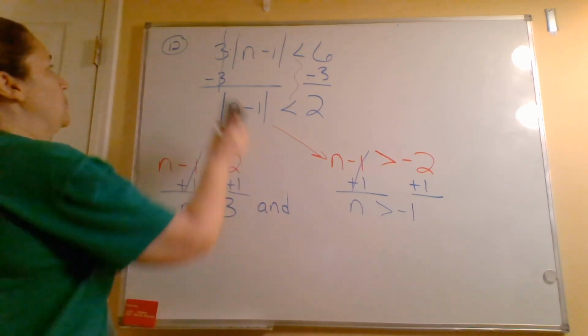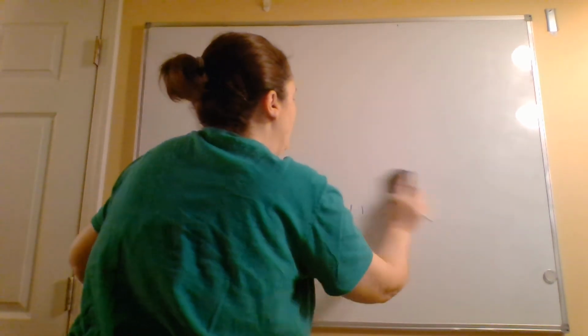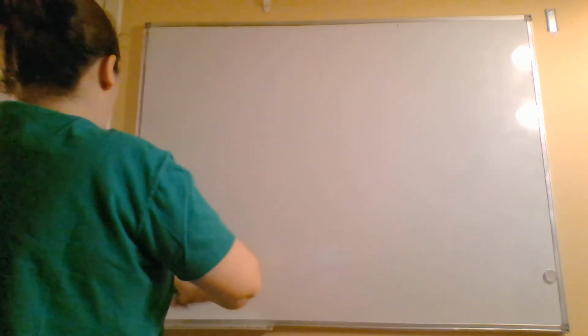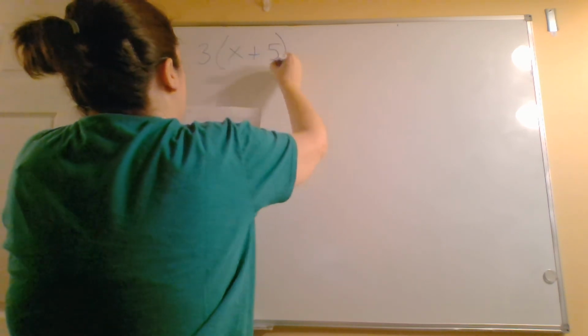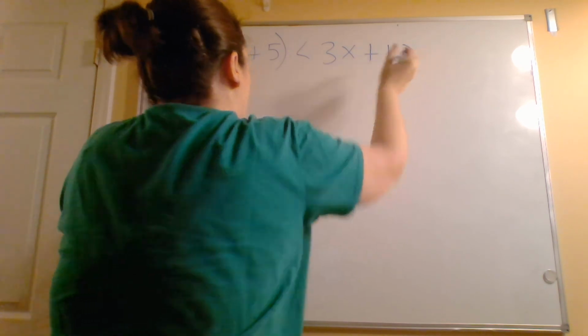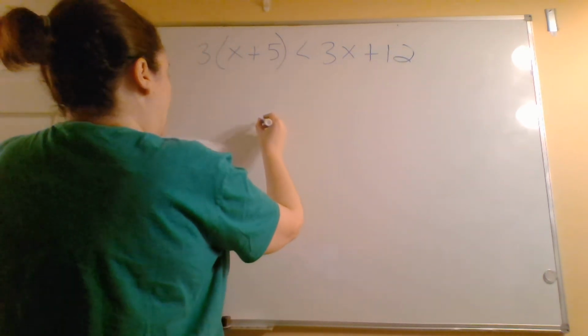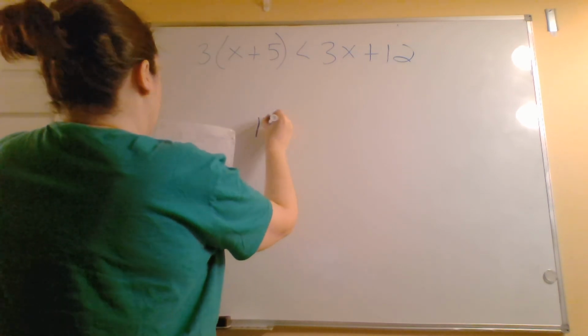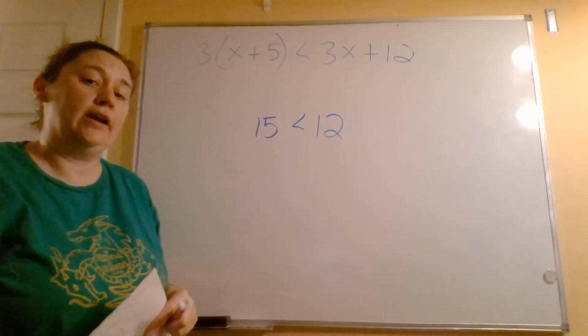For the bonus problem, I did solve that problem correctly. The problem was 3x plus 5 is less than 3x plus 12. And I solved it. I'm not going to write down what I wrote on here. You can all see it on your own test. But the answer I eventually got is 15 is less than 12. That's the answer I ended up getting.